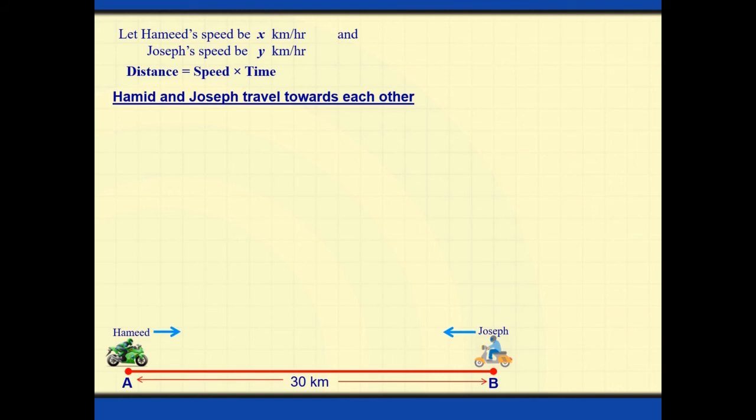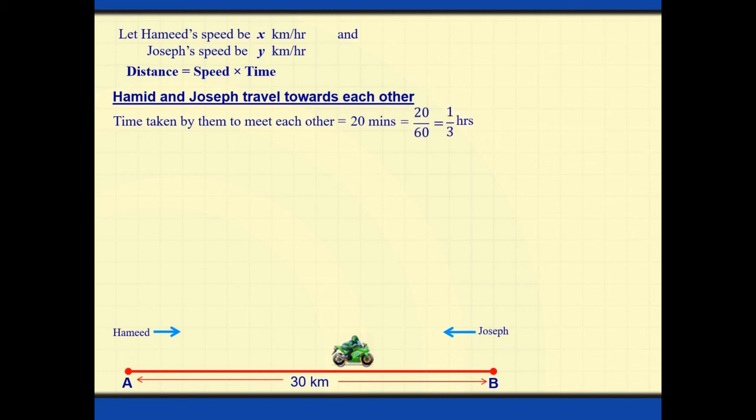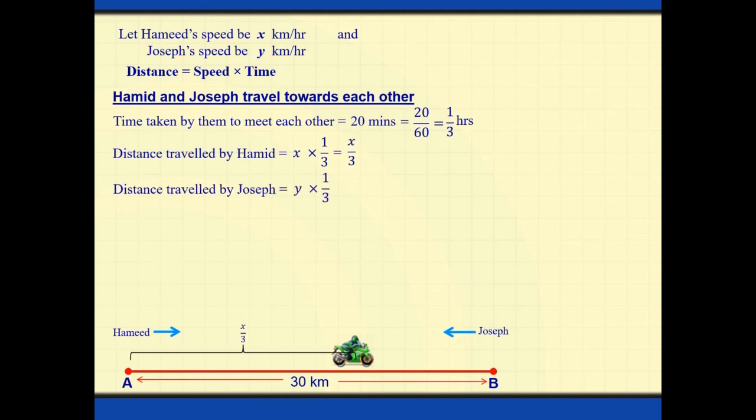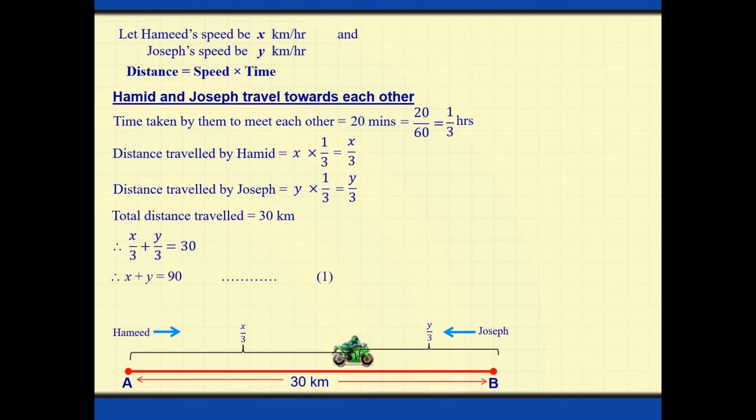And when they travel towards each other, they meet each other after 20 minutes. The time taken by them to meet each other, that is 20 minutes, converted into hours, is 1/3 hours. So this is the time, we have the speed, so now we can calculate the distance traveled by each of them. The distance traveled by Hamid is x into 1/3, which is x/3. Distance traveled by Joseph is y into 1/3. Now as is evident in the diagram, the total distance traveled by them will be 30 kilometers. So my first equation is x/3 plus y/3 equal to 30. Simplifying this further, I get x plus y equal to 90. This is by multiplying the equation throughout by 3.